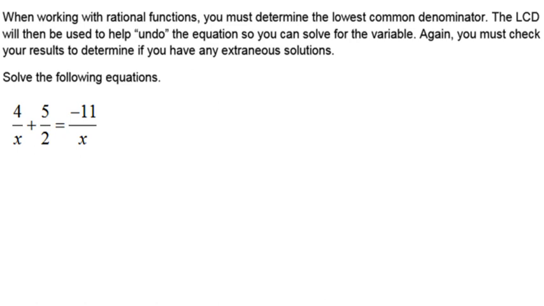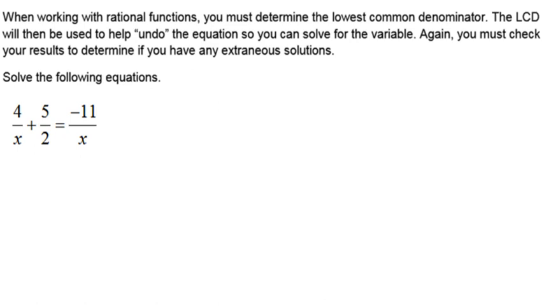Again, when we are solving, you have to check your results to determine if you have any extraneous solutions. So we're going to go through a couple of examples reminding us how to solve our rational functions. We've worked with adding and subtracting, multiplying and dividing them. Now we're actually going to solve for those values that make them true statements.